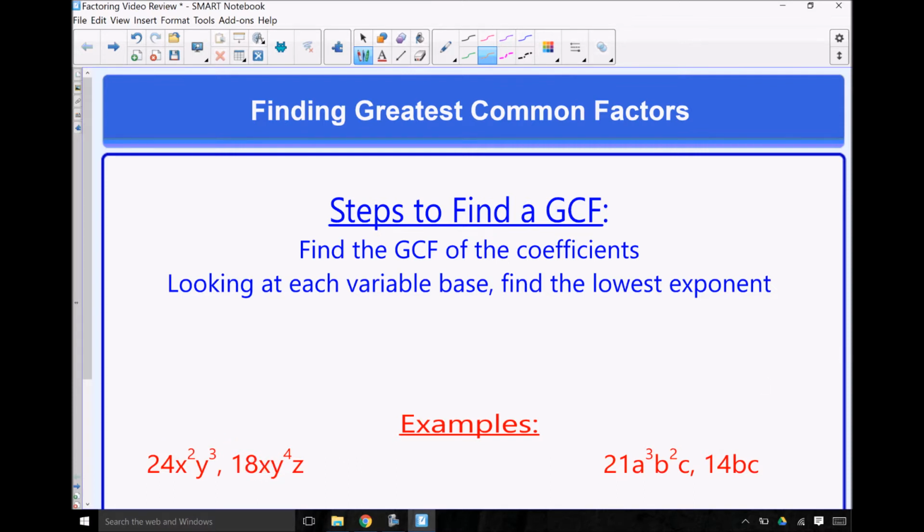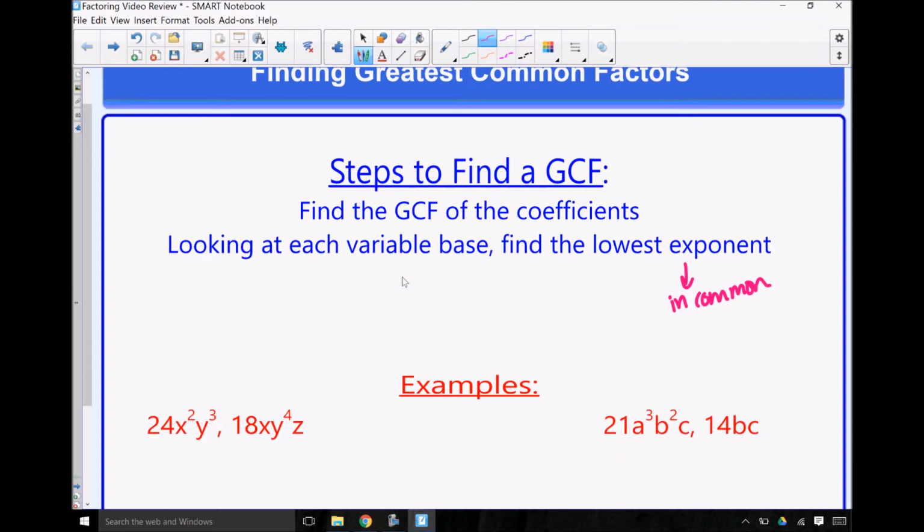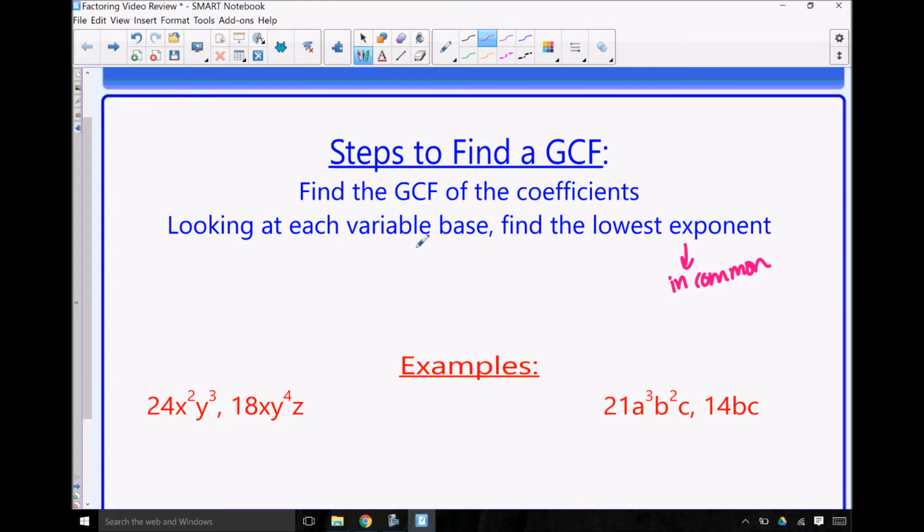And you guys know how to find GCFs of just regular numbers. So, for example, if I gave you 12 and 14 and I asked you to find the GCF of these two numbers, the GCF would be 2 because 2 is the largest number that you can divide both 12 and 14 by. Okay, and then looking at each variable base, you're going to find the lowest exponent. But it has to be in common. If it's not in common, then it just means that the lowest exponent is 0 and we just don't include it. And I'll explain that to you in a minute, okay?